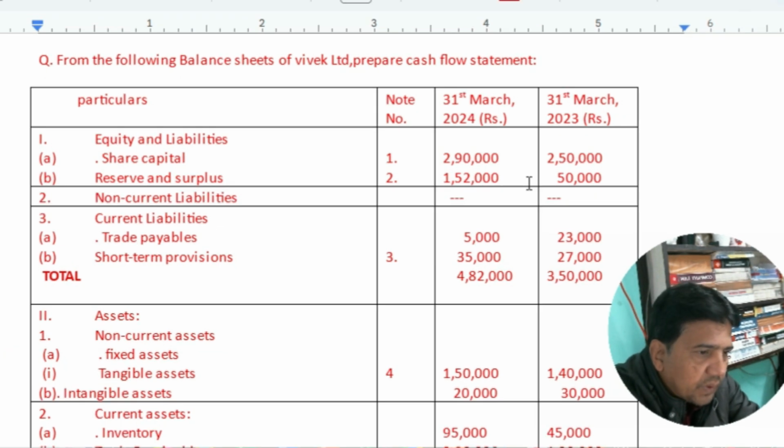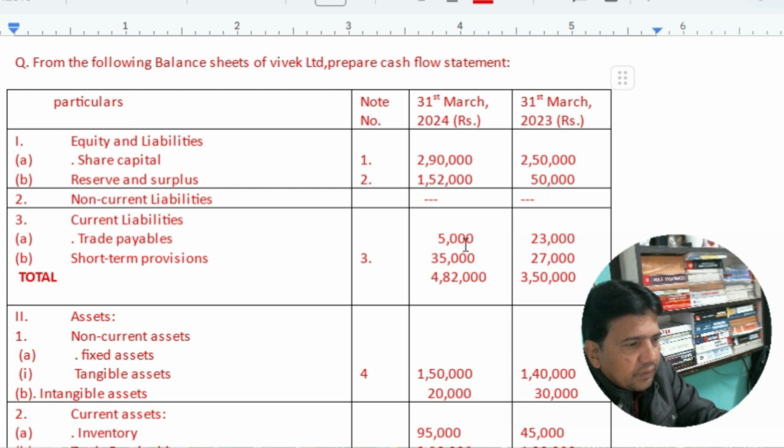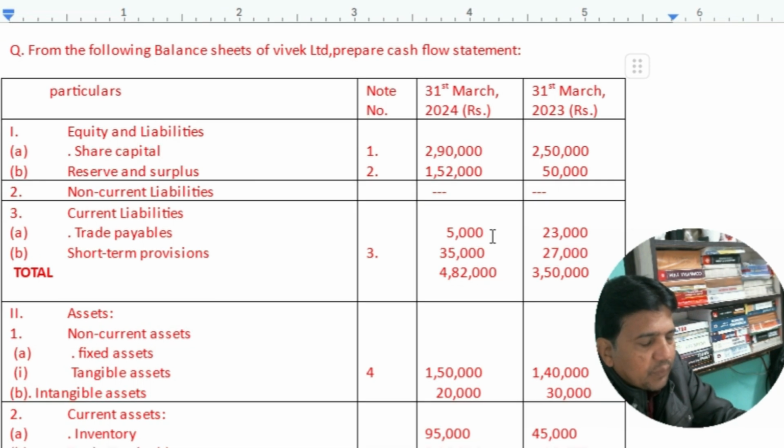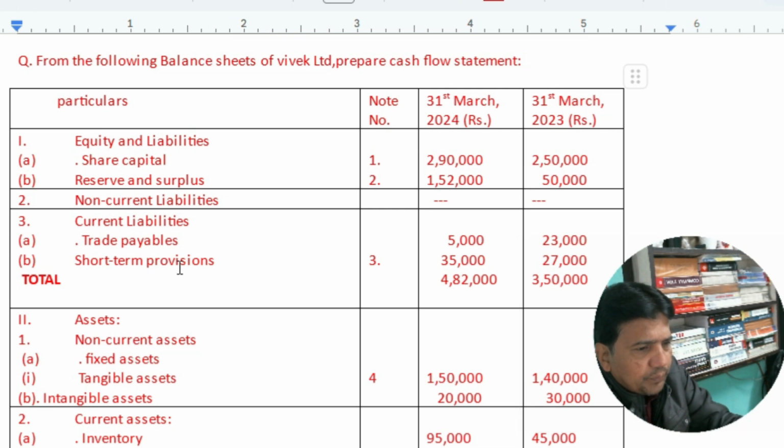The amount of reserve and surplus increased by 1,02,000. In the year 2023, the balance of trade payable was rupees 23,000, and in the year 2024 the balance of trade payable becomes 5,000. It means during the year 18,000 rupees was paid to trade payable creditors, and the balance left to pay is still 5,000.